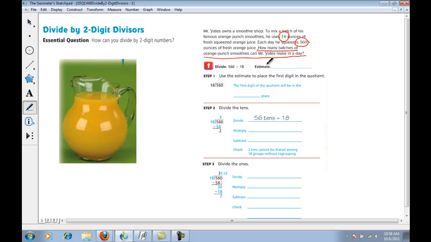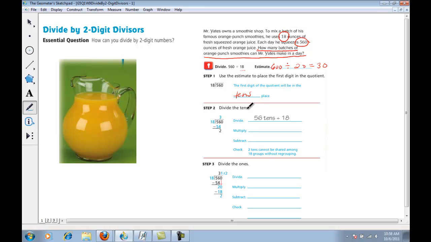Now let's estimate to place the first digit in our quotient. I'm going to round 18 to 20. A compatible number that's close to 560 that divides evenly with 20 and easily in my head is 600. So the estimate is going to be close to 30. Now use the estimate to place the first digit in the quotient. Since our estimate goes to the tens place, the first digit of the quotient will be in the tens place. Let's go to step 2.